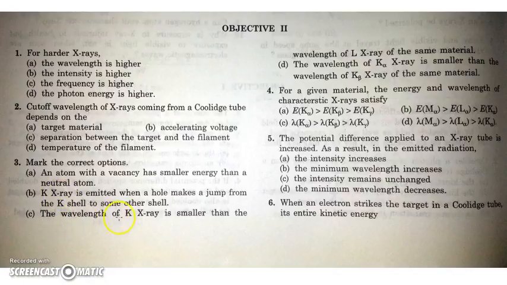The wavelength of K X-rays is smaller than the wavelength of L X-rays of the same material. This statement is also correct. So we can read the next one. The wavelength of K alpha X-rays is smaller than the wavelength of K beta. No, this statement is wrong. Wavelength of K alpha is greater than K beta. Yeah, it's greater than K beta for the same material.